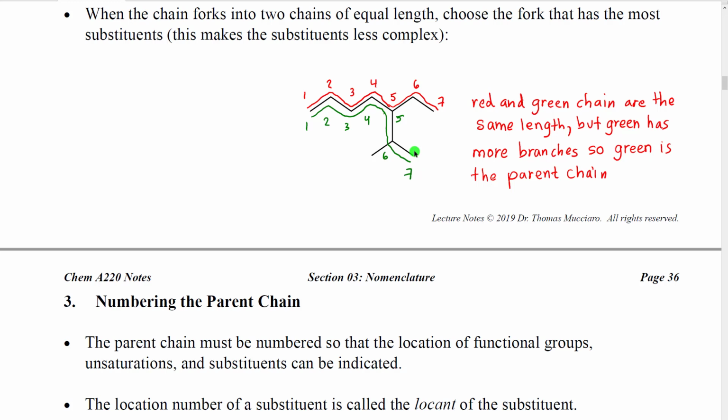In that case, we have a rule. We select the chain that has the most branches. So if you look, this chain here, once we go to this fork, there actually are no branches attached to that fork. In contrast, if we go to the green fork, we come down on the chain, and then we have this CH3 group branching off. So we are going to choose, in this case, the green chain as our parent chain.